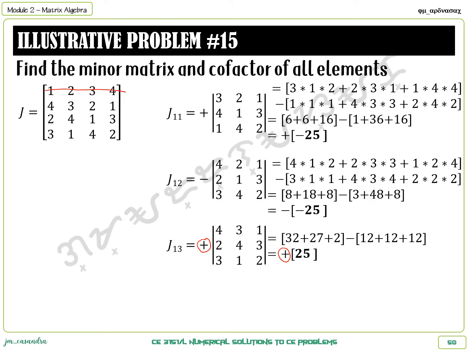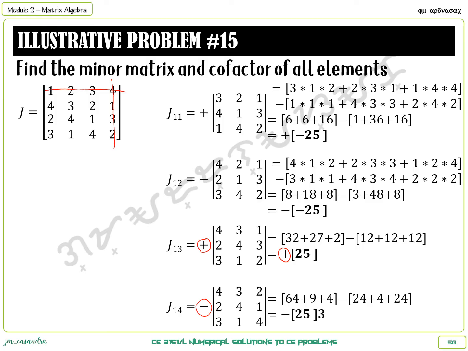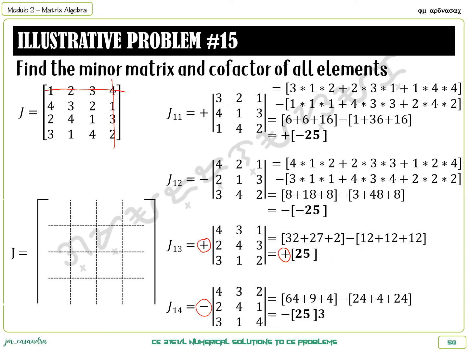Then we have our last column. So we'll have J14. So it's a negative value. Okay, so that will now be equivalent to 64 plus 9 plus 4 minus 24 plus 4 plus 24, giving us a value of negative 25. So we're going to include this now in our matrix. The cofactor of J for the first row will be negative 25, positive 25, positive 25, and negative 25.